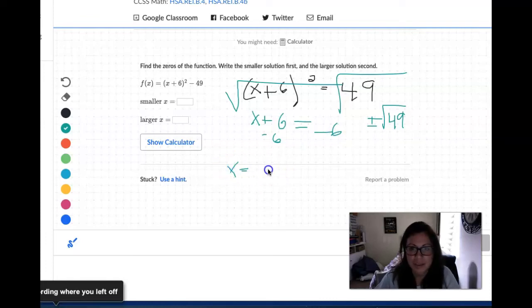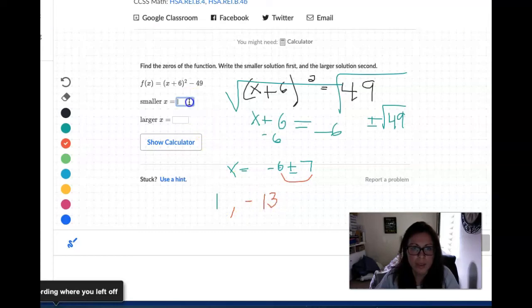X equals a negative 6 plus or minus, now the square root of 49 is 7. So you're going to go negative 6 plus 7 is a positive 1. And then negative 6 minus 7 is a negative 13.